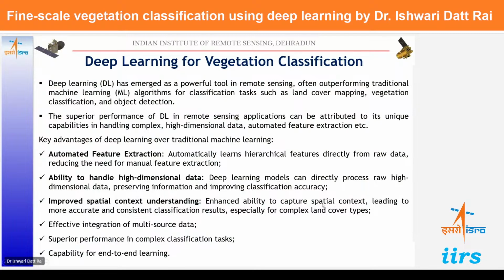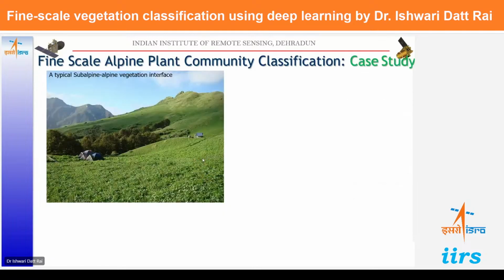So we can capture the spatial context, leading to more accurate and consistent classification results. And also we can effectively integrate multi-source data like optical, LiDAR, or microwave data in these machine learning platforms. They have superior performance as compared to the traditional classifiers or machine learning algorithms, and they have the capability of end-to-end learning. So we do not need to interfere in between.